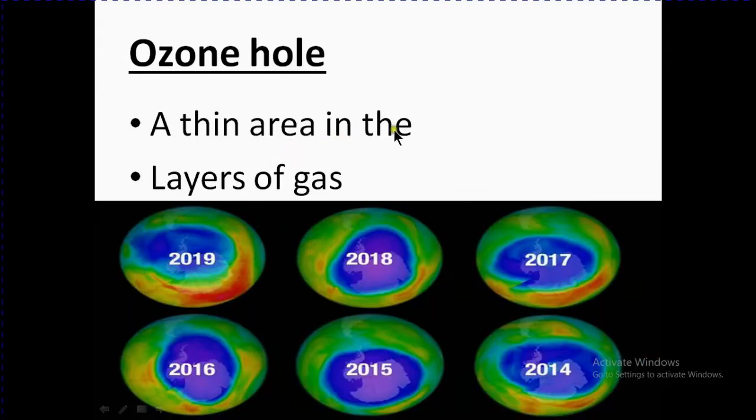A thin area in the layer of ozone gas. So this you can see here easily in 2014. It's the thin layer of ozone in 2015, 16, 2017, 2018, and now in 2019.